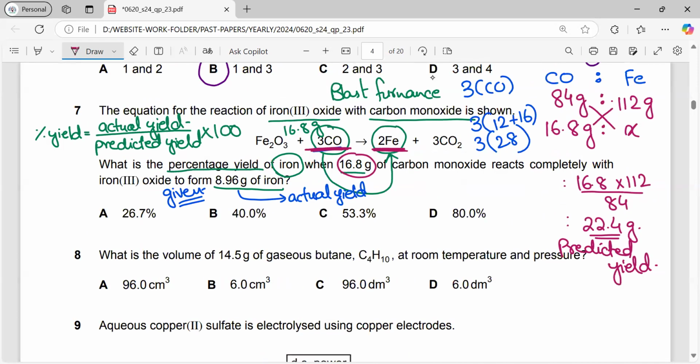Now, we will substitute the two yields, the actual yield which is given in the question and the predicted yield which we just took out, into the formula of the percentage yield. So it is actual yield, which is 8.96 divided by the predicted yield 22.4 multiplied by 100, it will give us the answer. 8.96 divided by 22.4 multiplied by 100, and the answer comes out to be 40.